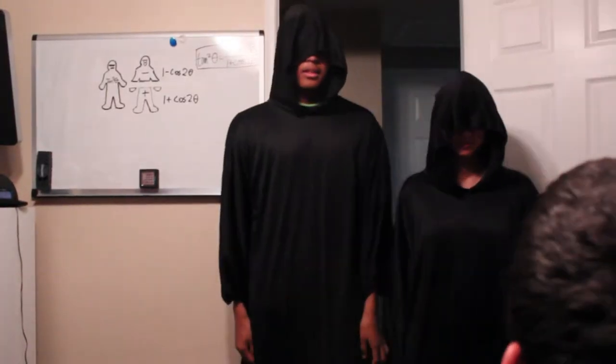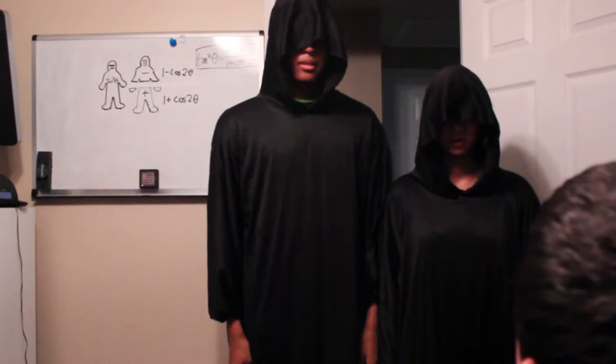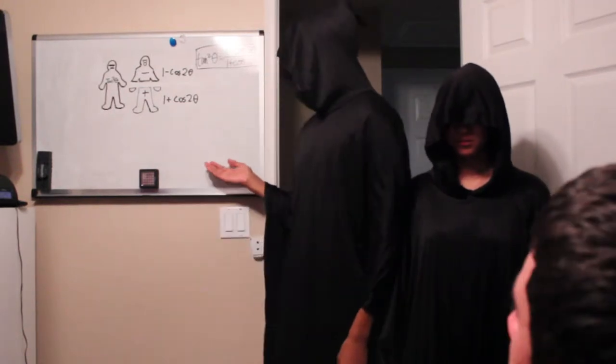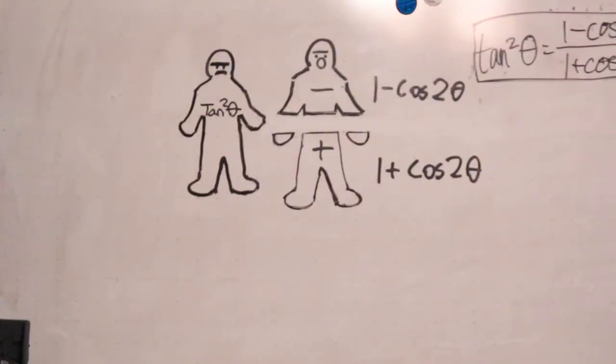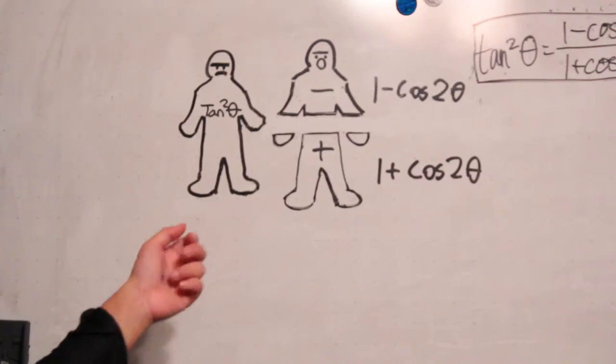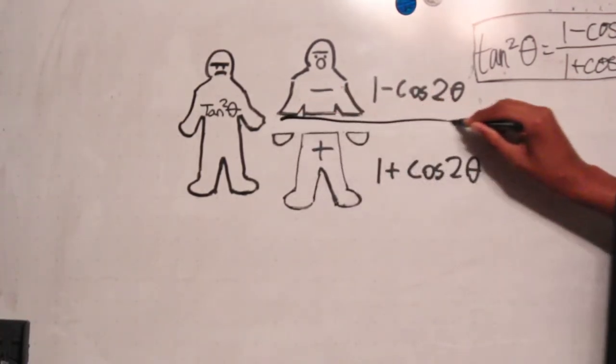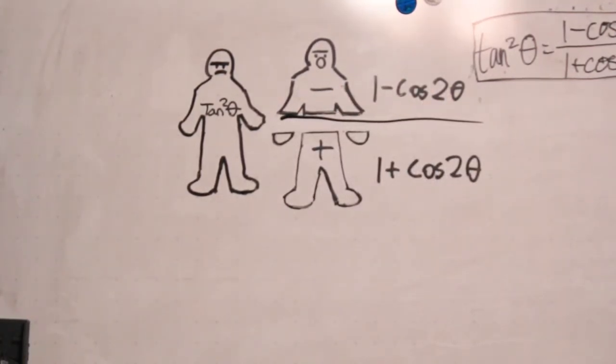It's you guys again. Now it is time for you to learn. Please note this diagram. This man represents tan squared theta. We didn't like him, so we split him in half. Now that he is split in half, the top part becomes 1 minus cosine 2 theta, and the bottom part becomes 1 plus cosine 2 theta.